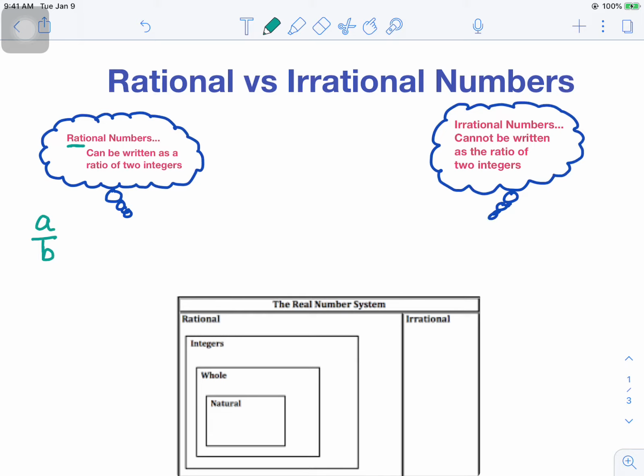So irrational, on the other hand, are numbers that cannot be written as the ratio of two integers. So you cannot write them as a fraction. So let's explore a little bit more what that means. Let's look at some examples.